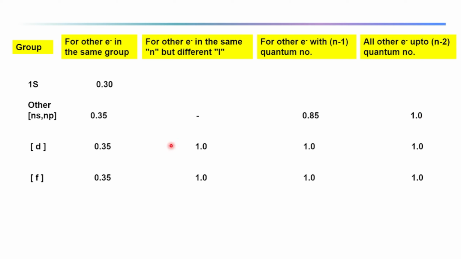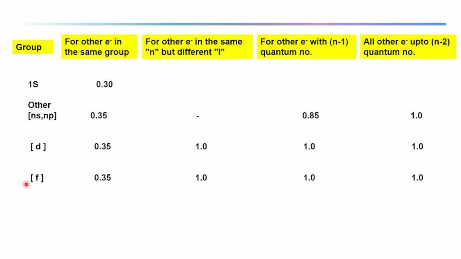Similarly for d, 0.35 from the other electrons in the same group, 1 from the electrons that are in the same n but other azimuthal quantum number, meaning in the s and p, and 1 from the other electrons whose quantum number is less than n.